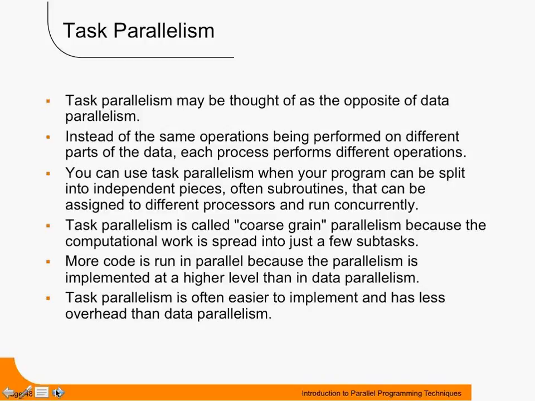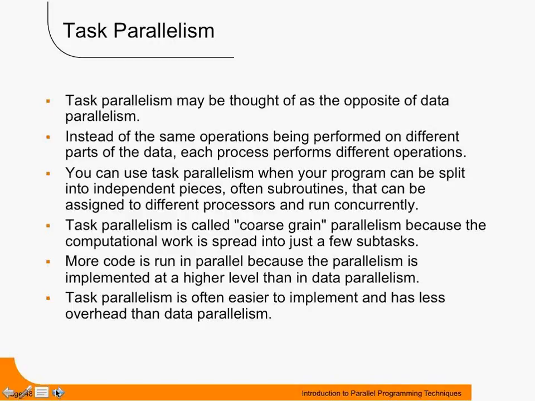So now we talk about task parallelism. What you have is different tasks. Let's say you have function A, function B, function C, function D, and you want to run these functions in parallel, given that they are not dependent on each other. This is called functional parallelism because the parallelism works straight on the tasks.